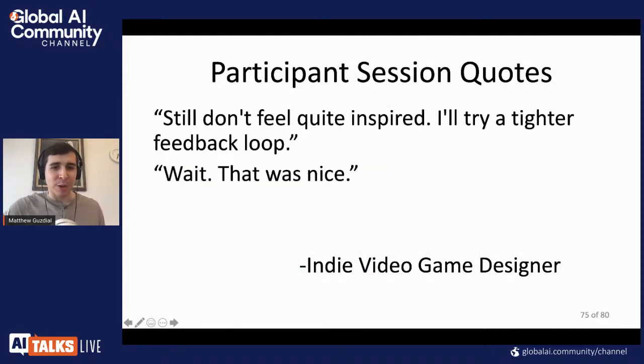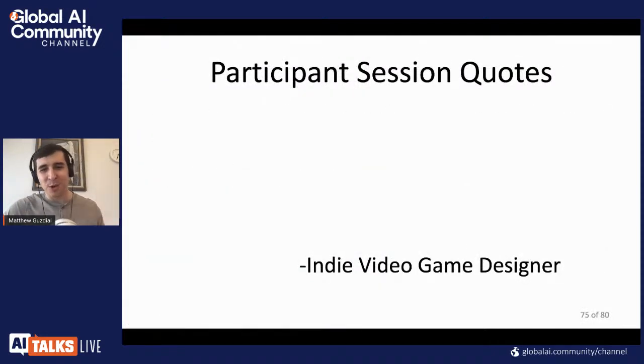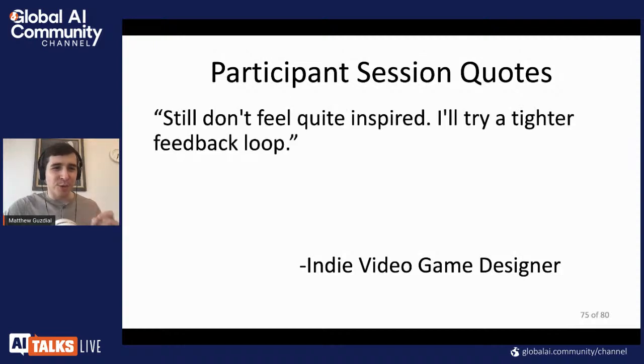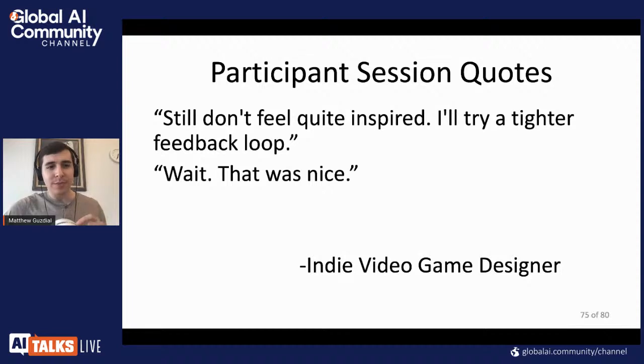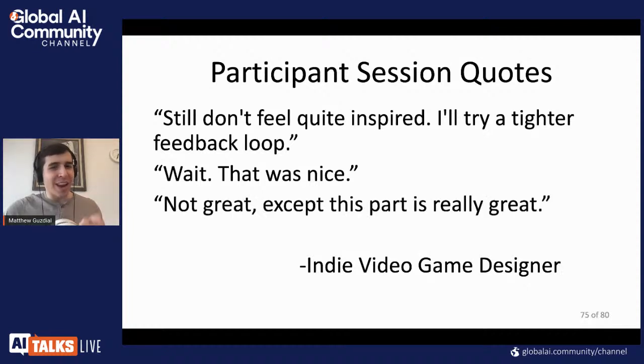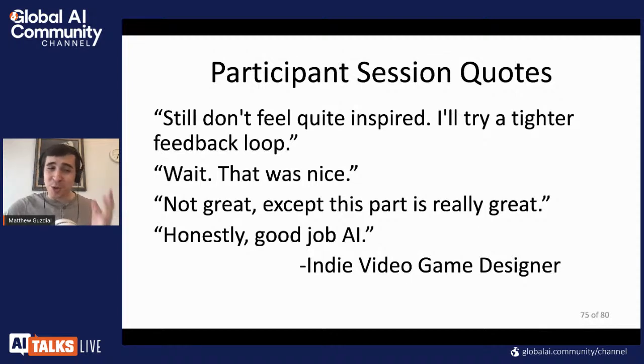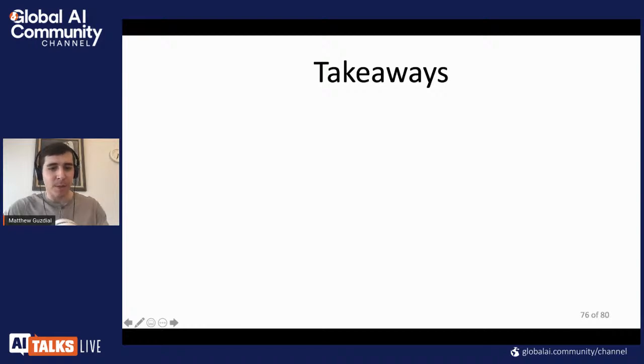We even had some interesting quotes. So here's a sequence of quotes from an indie video game designer who first said, okay, so I still don't feel quite inspired working with this tool. I'm going to try a tighter feedback loop, by which they meant I'm going to basically hit the end turn button more frequently. They hit the button, got a response from the AI and said, wait, that was nice. Hit the button, got a response from the AI and said, not great, except this part is really great. Hit the end turn button, got a response by the AI and said, honestly, good job, AI. Which is great, right? You can see the AI getting better across this sequence here.